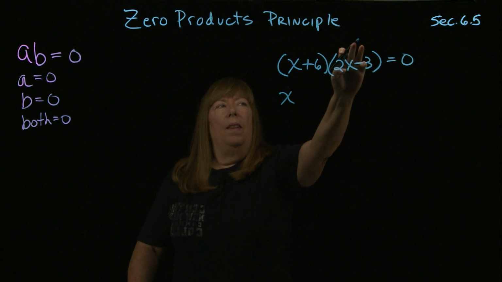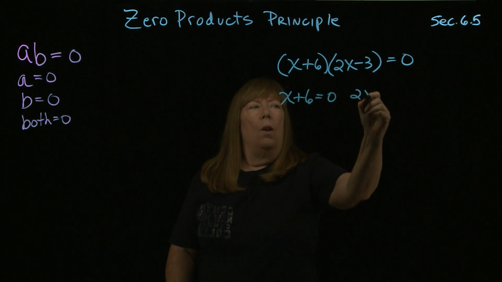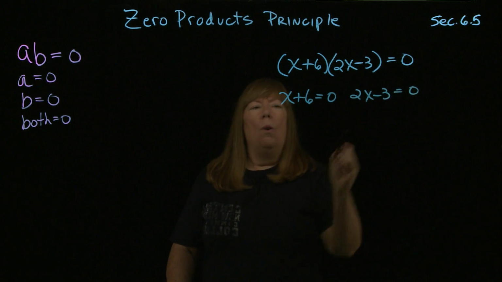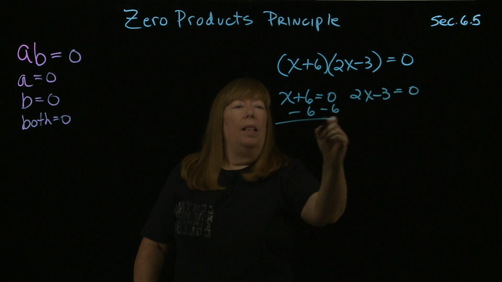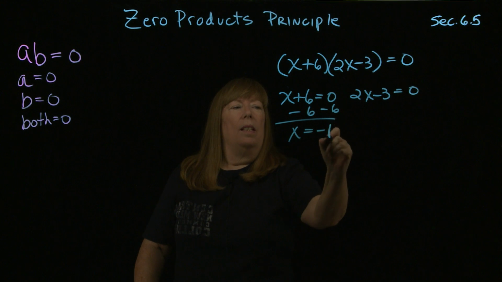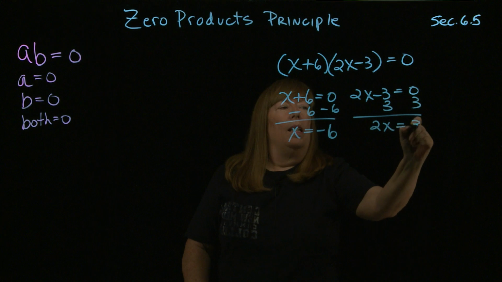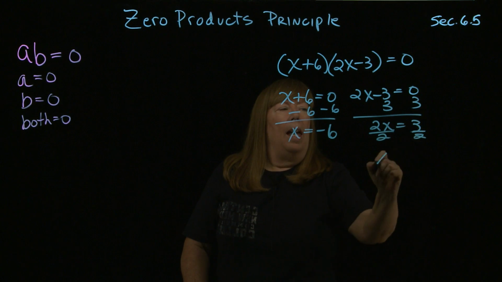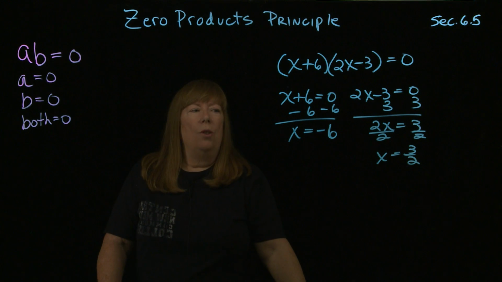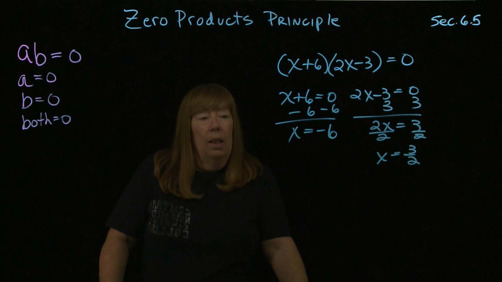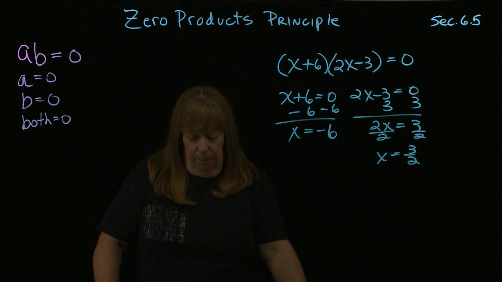Think of this as A, think of this as B. Either A equals 0, or B equals 0, or both equal 0. Solve both of them for x. X is negative 6. Over here we'll add a 3, and divide by 2, and x equals 3/2. Okay, remember quadratic equations are always going to have two solutions, although occasionally it'll be the same solution twice.